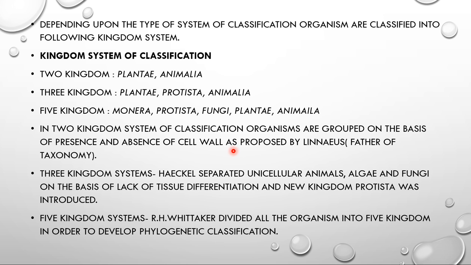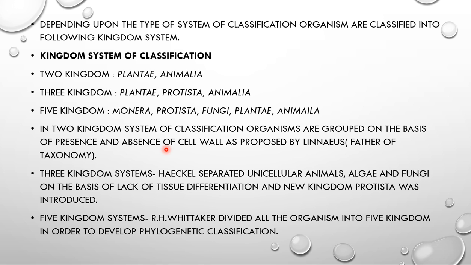Am I right? So you know that in the plant cell the cell wall is present, and in the animal cell obviously the cell wall is absent. Depending on that basis, the scientist Linnaeus, who is the father of taxonomy, discovered the two kingdom system of classification of organisms, that is the Plantae and the Animalia. Okay, it was not sufficient, and then later on the three kingdom classification was discovered.